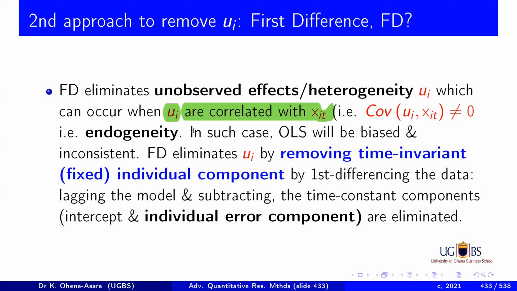I'll do the videos for you. So in such a case, the OLS is going to be biased because there's a correlation between the u_i and the x_it. And when the OLS is biased, it's not only biased, but it's also inconsistent. You have to understand what we mean by biased and inconsistent. Biased means that the coefficient is not the same as the true coefficient.